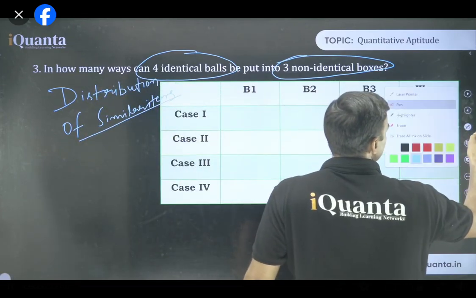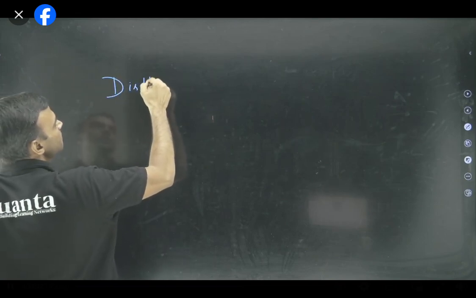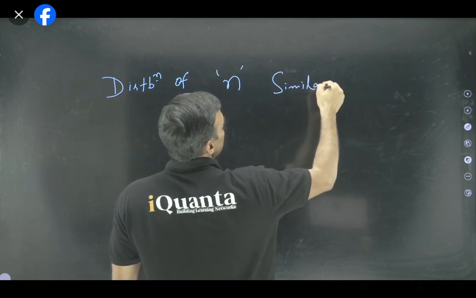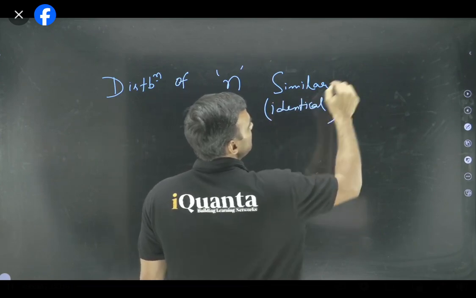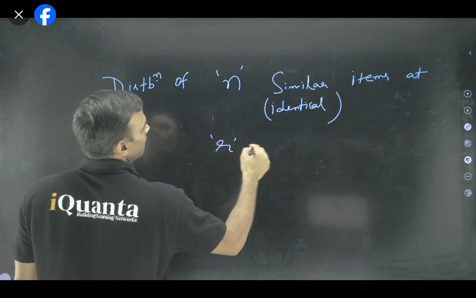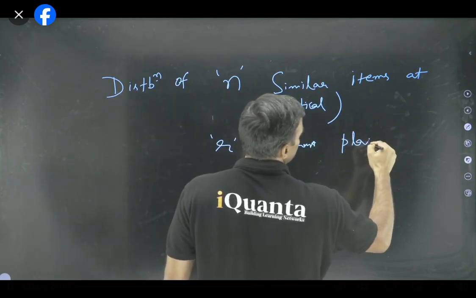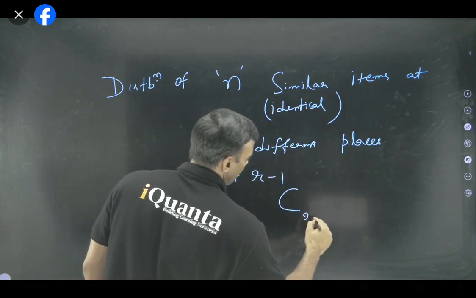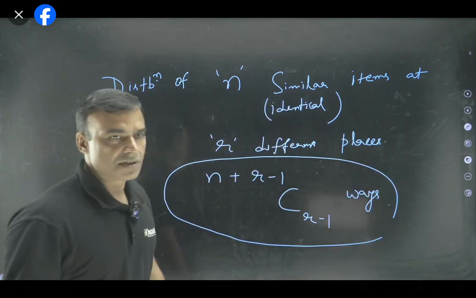What do we do? We will take up like this, distribution of n similar items. Similar items matlab identical. Similar items at r different places. How do we do that? N plus r minus 1 C r minus 1 ways. This is one of the most chamatkari formula, magical formula that you would come across today.